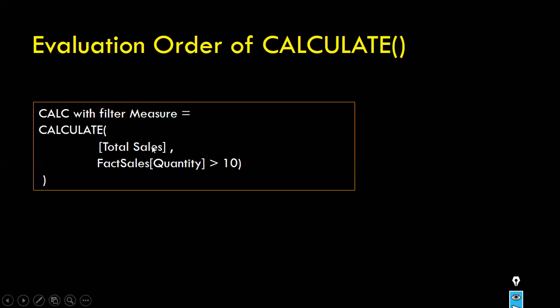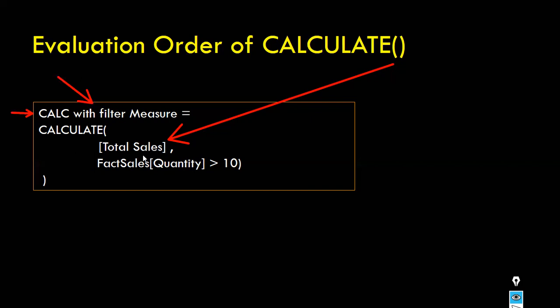This itself is a measure. Now you understood, you remember I discussed the difference between a measure and a calculated column. As part of the measure, I told you that time, you can use a measure in another measure. This is the measure name currently. The calc with filter measure is a new measure. Inside this measure, I'm using another already created measure. Similarly, you can use this measure in another measure.